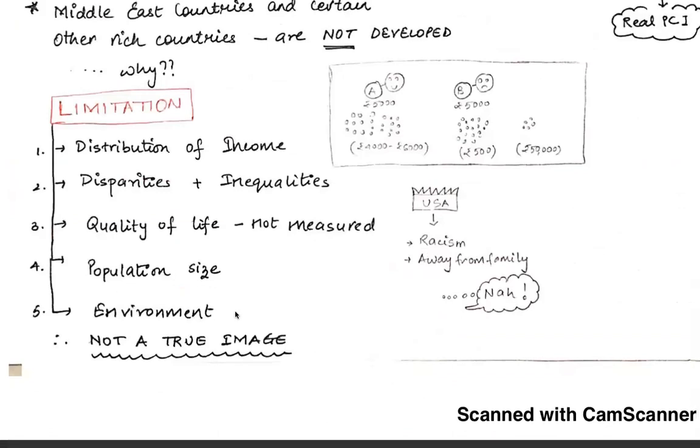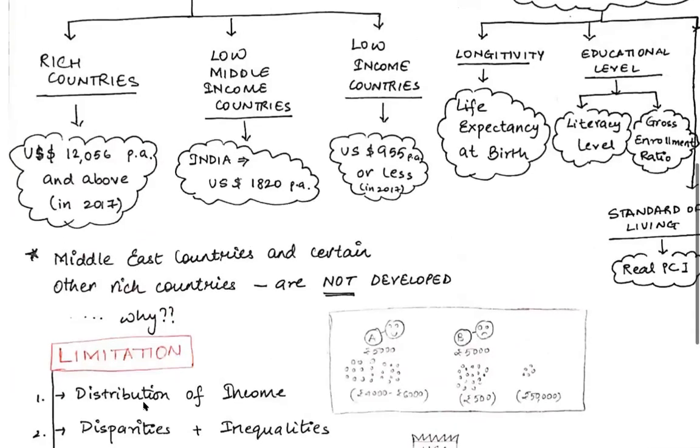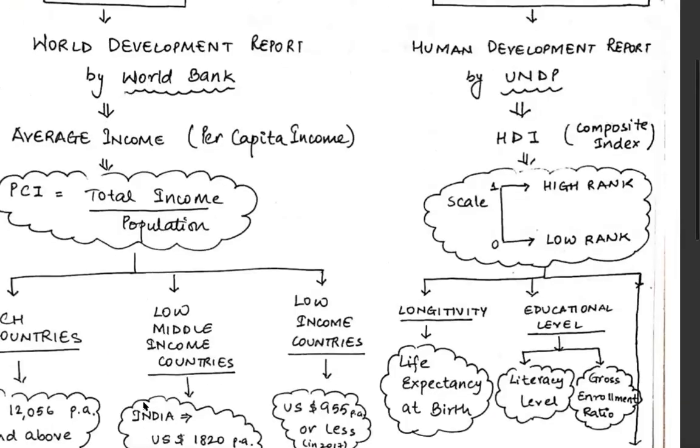Environment quality is not going to be taken into account while calculating the development over here. If you're living in a country where the AQI is very poor, you are living in a very poor environment, it's going to be harmful for you. So basically, the average income or the per capita income does not give you a true image of the country's development. So we have another way out.